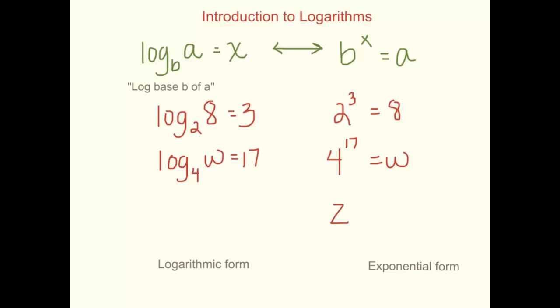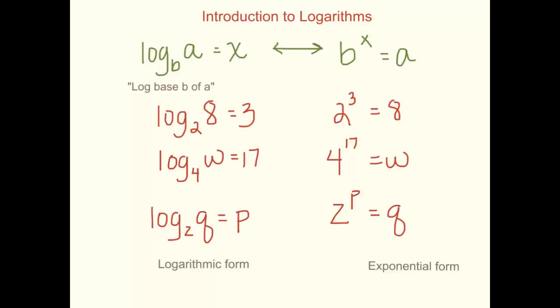What if I gave you all variables? Z to the p equals q. Could you rewrite that in logarithmic form? Maybe pause the video for a second and see if you can do it. In logarithmic form, it would look like log base z of q equals p. The placement of each of those items is very important because that's very different from something like log base q of p equals z. It's a different sentence.